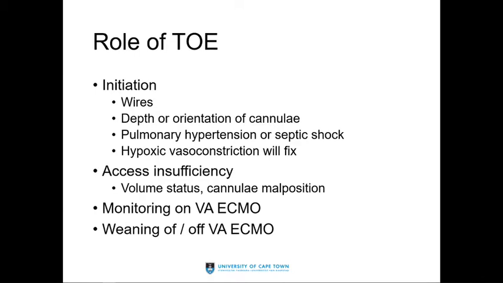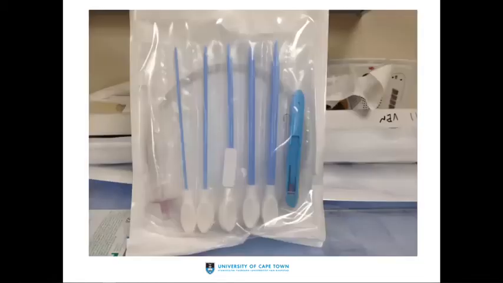TOE can also assess volume status and cannula malposition if they start to move. We would use it to monitor the heart's recovery if it's a VA ECMO case, and also it will help you with your weaning strategy as well. We use it directly for making weaning assessments.